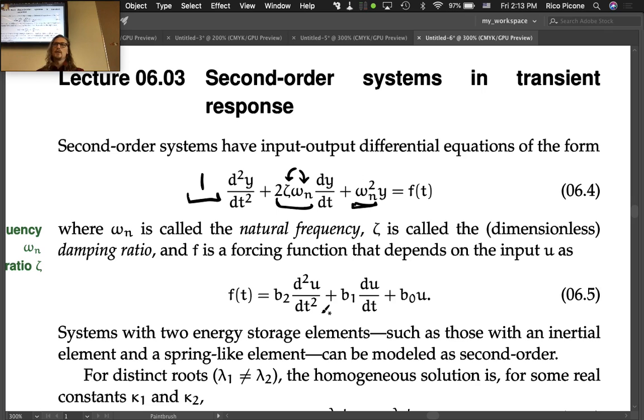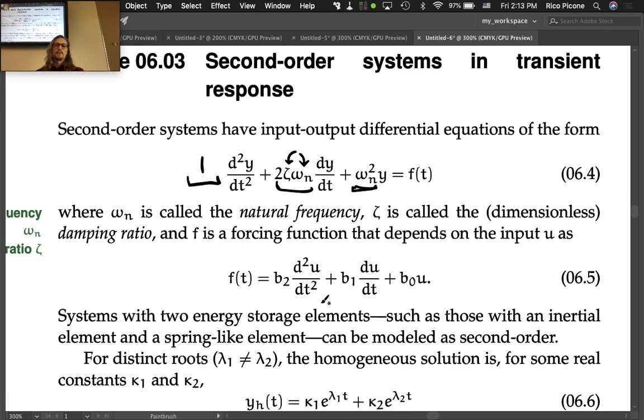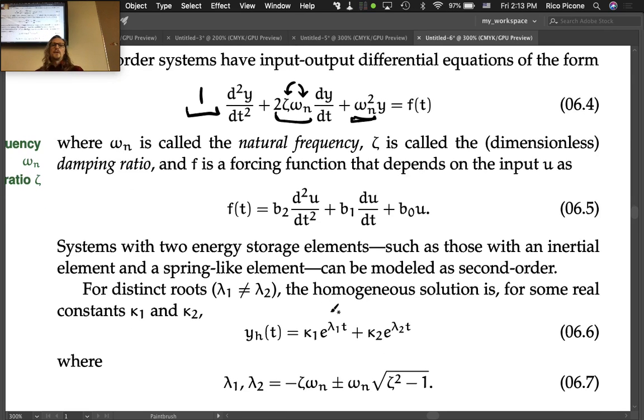Systems with two independent energy storage elements, such as those with an inertial element and a spring-like element, can be modeled as second order. We saw a lot of them in mechatronics, second order systems. Also an RLC circuit is another example of a second order system that's electronic. I gave a mechanical example there.